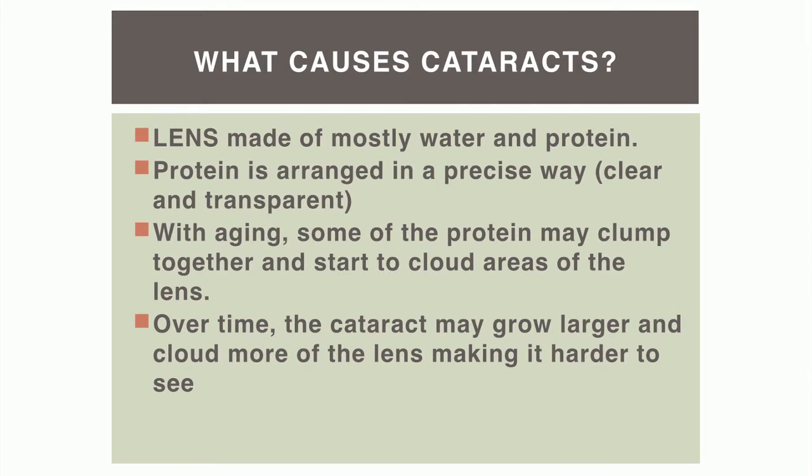So what causes cataracts? Well, the lens is made out of water and protein, and the protein's arranged in a precise way to keep it clear and transparent. And as we age, some of the protein can clump together, and areas of the lens can become cloudy. When it becomes cloudy, we call it a cataract, but it is the lens of your eye.